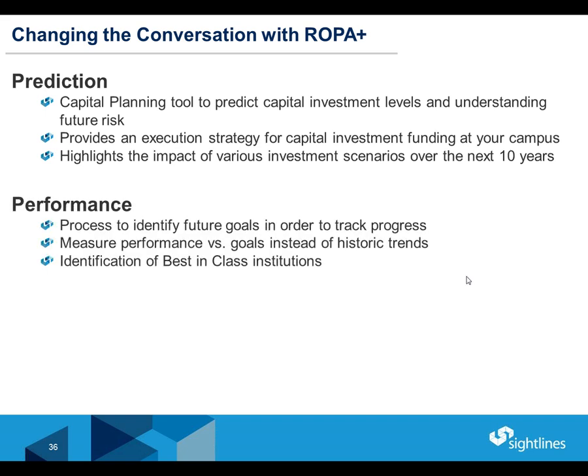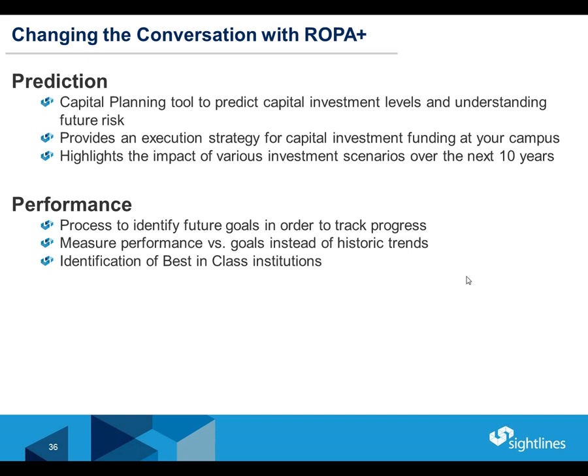In the performance side, we're going to give you a process to identify future goals, to track in ways of tracking progress, and how important is this going to be as you present to your senior officials, to the president, to your trustees, to be able to tell them, we're making progress, and here are the goals that we set, and here's our measures of progress. One great way of engaging your board is to be able to talk to them about measures of progress and tracking progress over time. And so measuring performance versus goals rather than just historic trends are something that we're trying to get more and more involved in here through the ROPA Plus process.